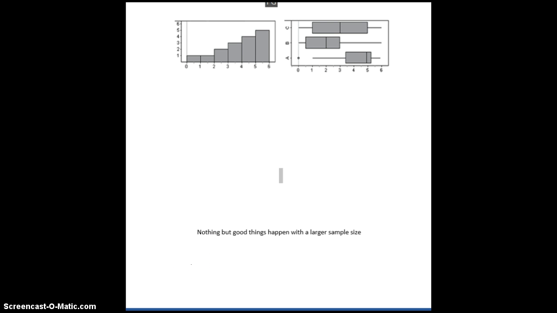And finally, nothing but good things happen with a larger sample size. You want your sample size to be as large as possible.